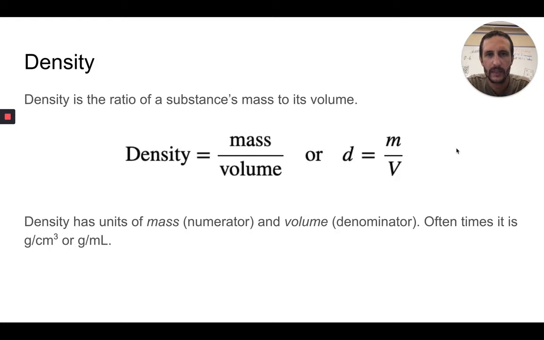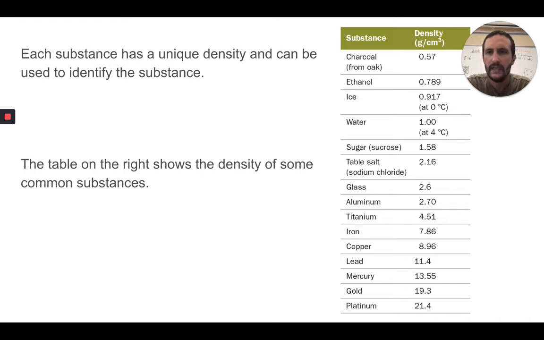A lot of times you'll see grams per cubic centimeter or grams per milliliter, but this could really be any unit of mass, like kilogram or pound, and volume. So you could do kilogram per liter, or pound per gallon. You can have various units for density as long as it's mass on top and volume on the bottom. Each substance has a unique density, and those unique densities can often be used to identify a substance.